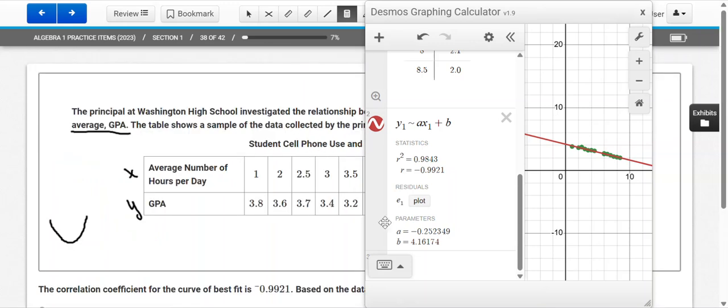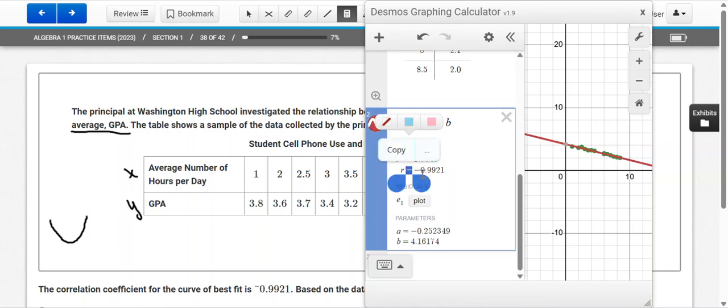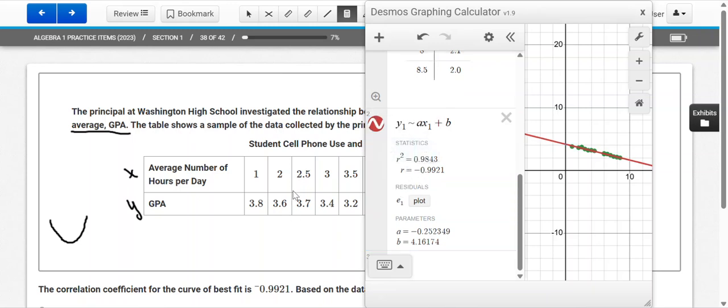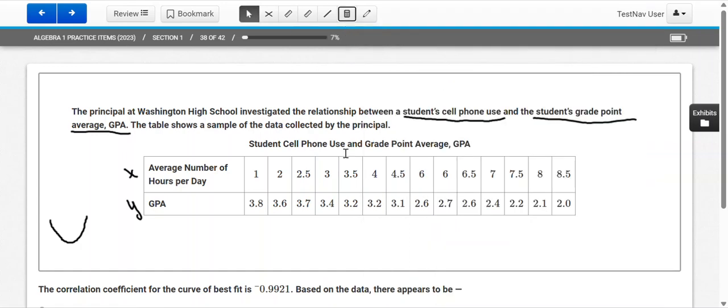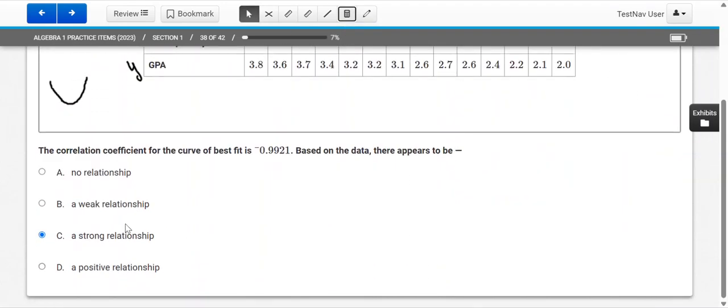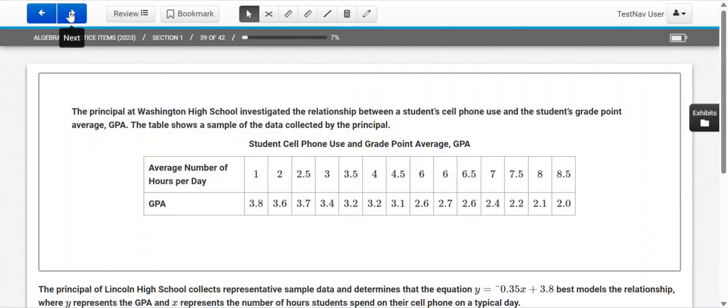Now, what part of this makes it a strong relationship? It just means that it is a 99% match. And they put in a little negative to show that it is going down, I think. But in general, because it is 99%, it just means that it is a strong linear relationship. Okay. All right, next one.